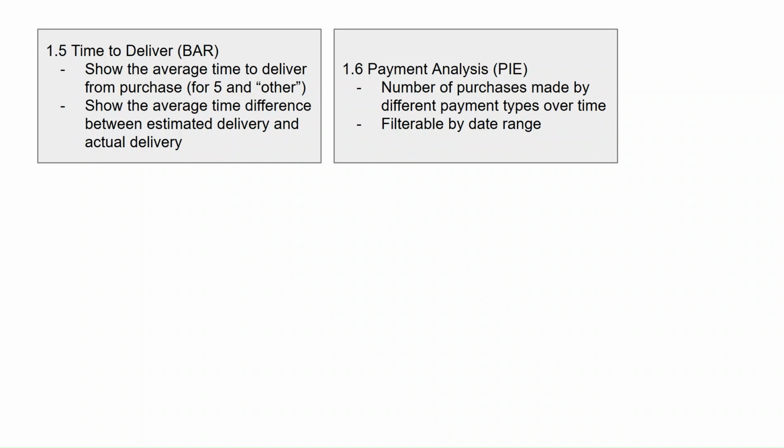Last but not least, 1.6 visual would show the payment analysis. I'm thinking a pie chart would suffice. It's going to be fairly simple, but this would show the number of purchases made by different types of payment over time. Maybe if we don't want to do a pie chart, maybe an area chart would be interesting as well. But I think a key importance in this, because this is a metric that changes over time, is that we may want to add a filter by date range.